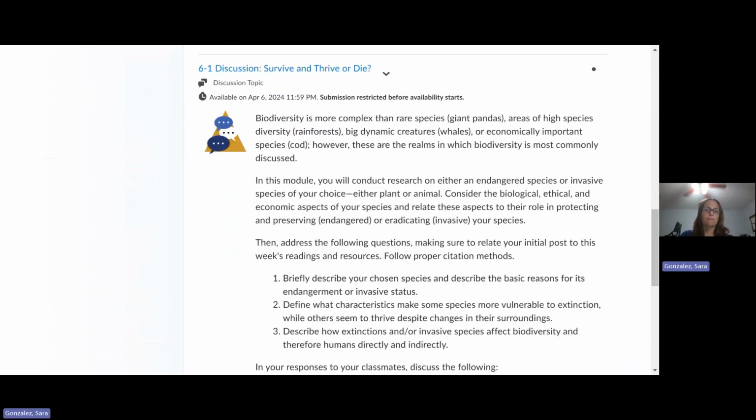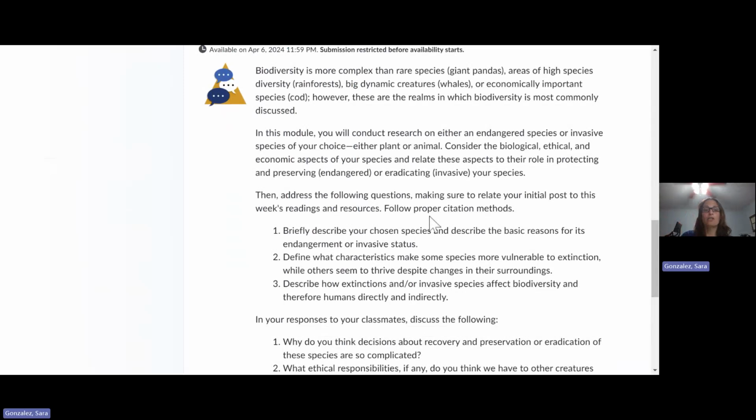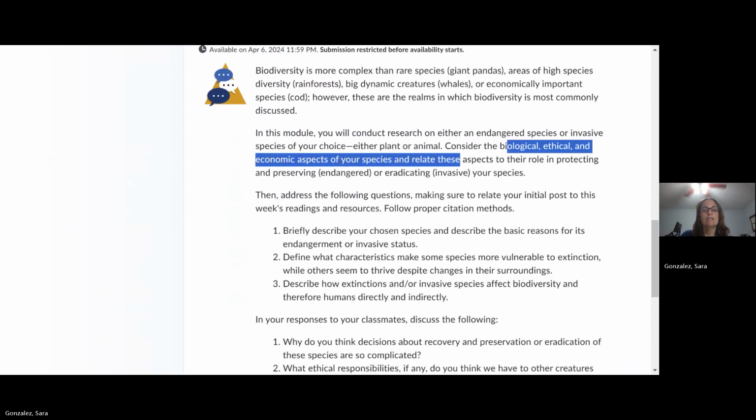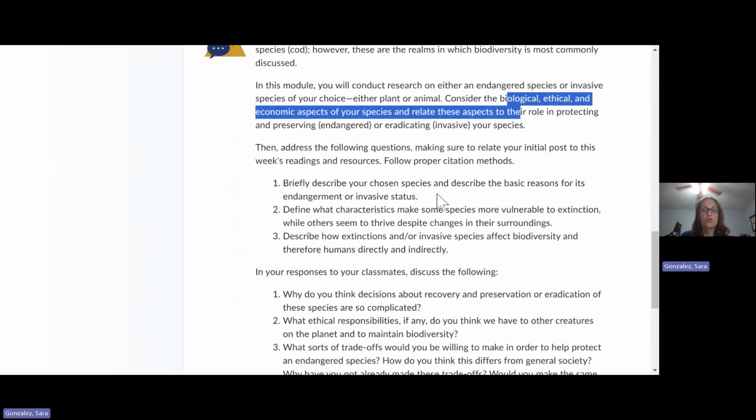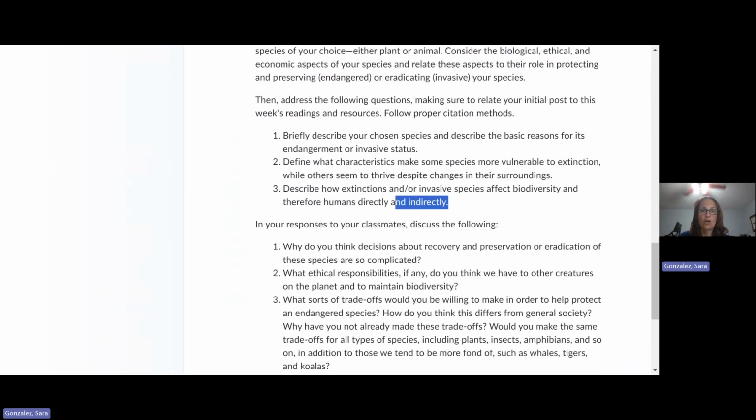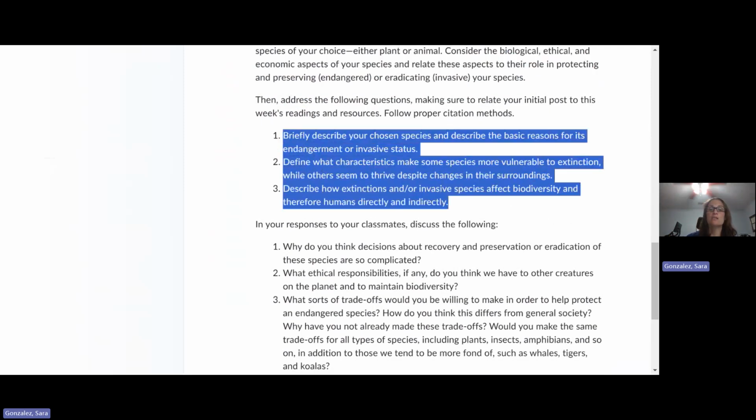So for your discussion, this is going to go further into biodiversity. Here you're going to conduct research on either an endangered or invasive species of your choice, and it could be either a plant or an animal, and consider some of the biological, ethical, and economic aspects of the species and their role in the environment. And then when you choose your animal or plant, these are the prompts to address.